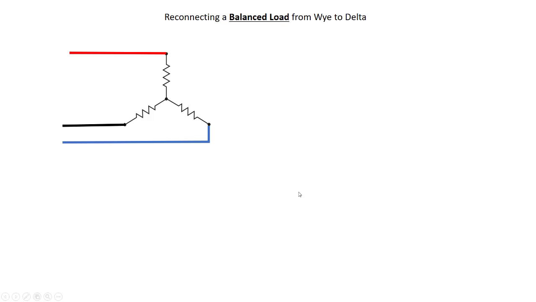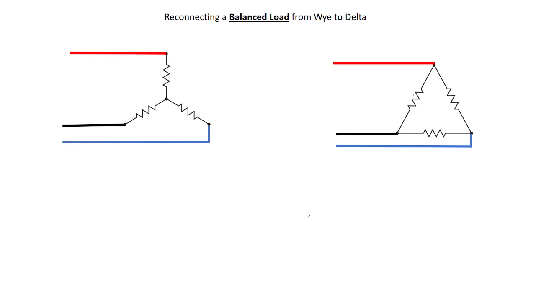Alright, we are going to be reconnecting a balanced load from Y to delta and comparing their values. So in this case, here's a balanced Y connected load, and over here is the same load that we have connected here. We're going to reconnect it to delta. In our scenario here, we're going to have a 208 volt three-phase supply, and each resistor is 12 ohms. So in both scenarios, it's 208 with 12 ohm resistance in each phase.